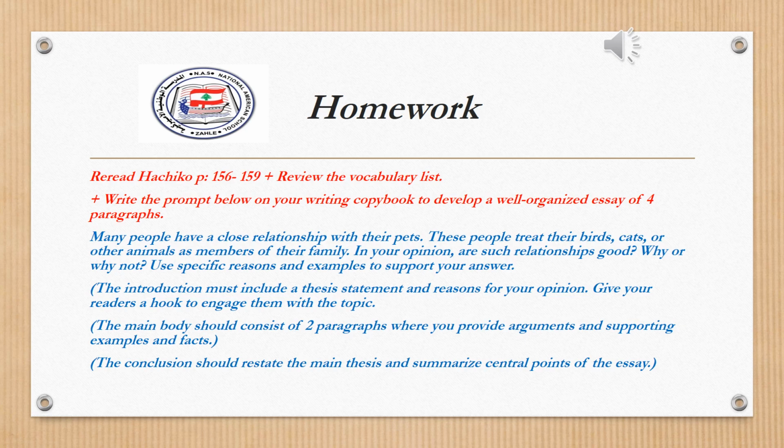Your homework for this week is to reread Hachiko from page 156 till page 159 and to review the vocabulary list. Then, you should write the prompt below in your writing copybook to develop a well-organized essay of 4 paragraphs. Many people have a close relationship with their pets. These people treat the birds, cats, or other animals as members of their family. In your opinion, are such relationships good? Why or why not? Use specific reasons and examples to support your answer.